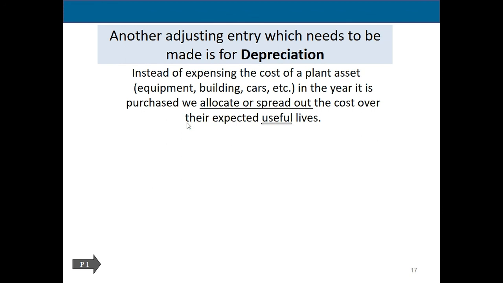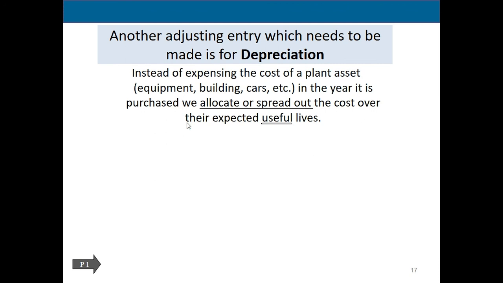It says instead of expensing the cost of a plant asset, okay, well, we need to explain that. A plant asset is an asset that has value, but it's very tangible, and it's usually big things, right? Like equipment, building, cars. It could be land. Plant assets typically aren't land. That's just considered land separately. Desks, computers, chairs, things that are going to last a long time that have value. So instead of expensing the entire cost of these big things in the year purchased, we allocate it over its expected useful life. What in the world are we talking about?